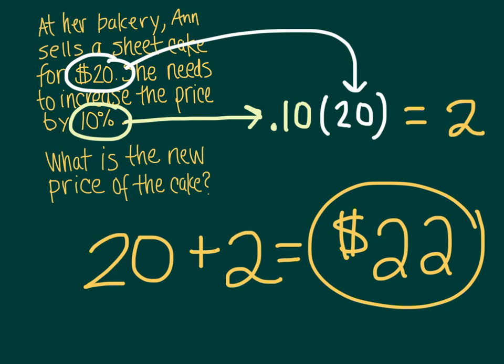So to find the increase by a percentage, we take the starting number times the percentage but change to a decimal. That gives us the amount of increase, and we just have to add that on to the starting amount to cause that growth by 10%. We add it on and we get our new result.